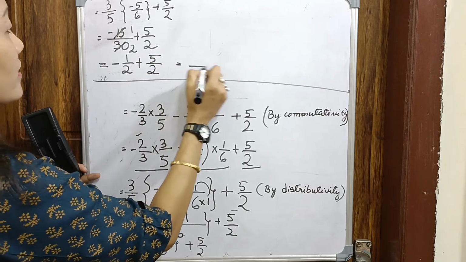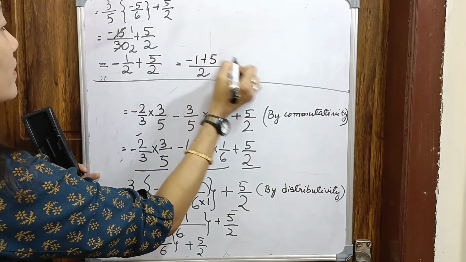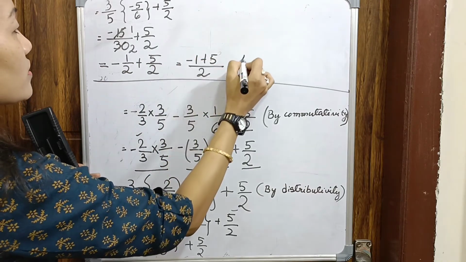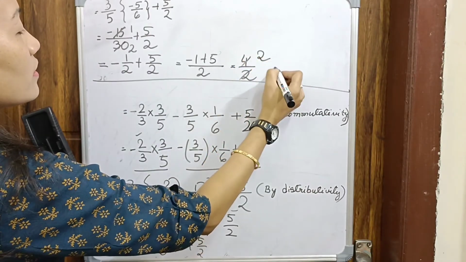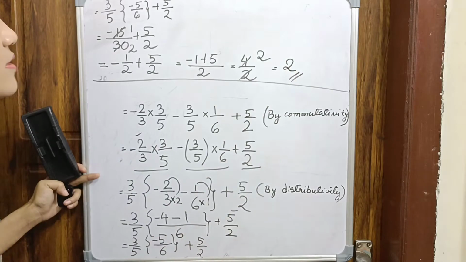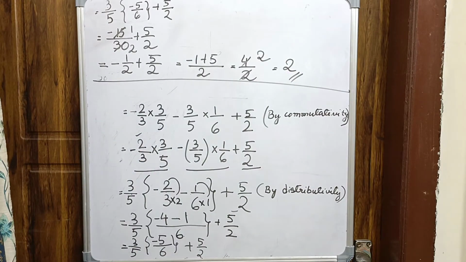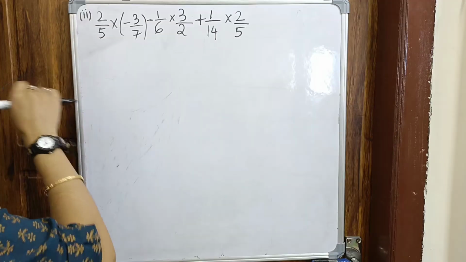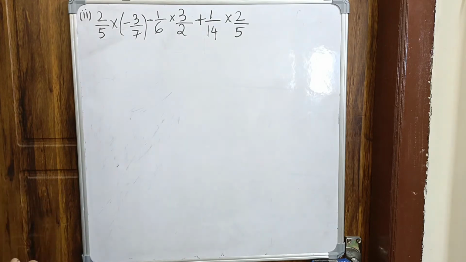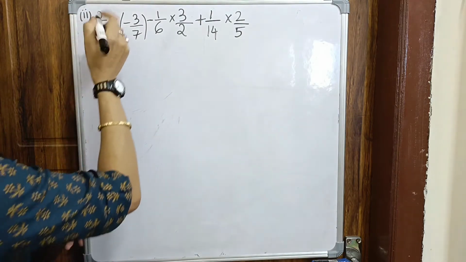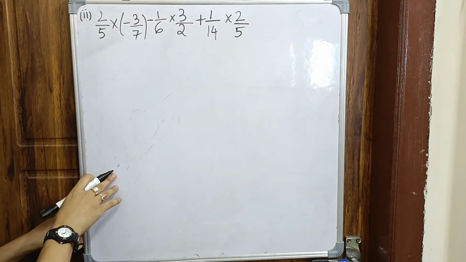Equals, LCM is 2. It is minus 1 plus 5 equals 5 minus 1 is 4 by 2. So 2 twos are 4, equals 2 is the answer. I hope this is clear to you. In the same way, we are going to solve another one. In the same way, we have to find this one. So by applying the properties, like distributive property, commutative and associative property.